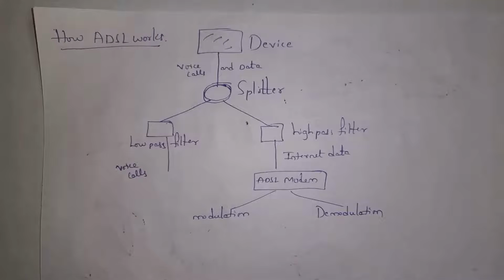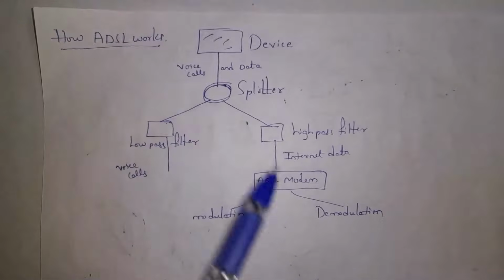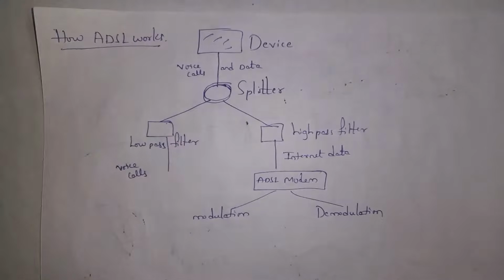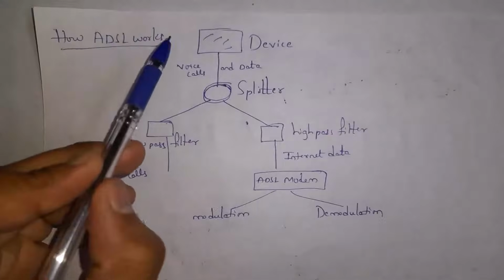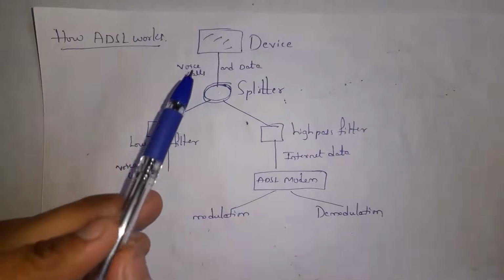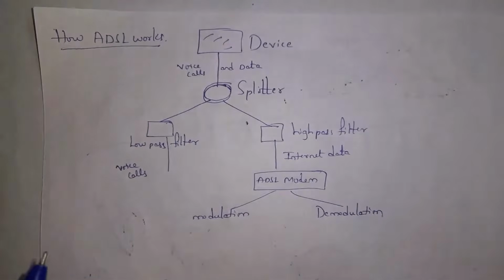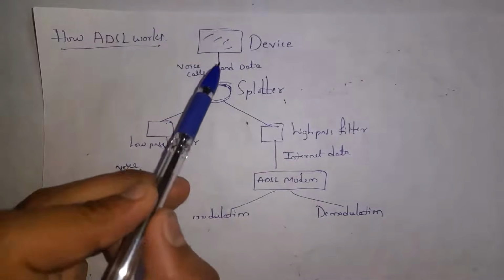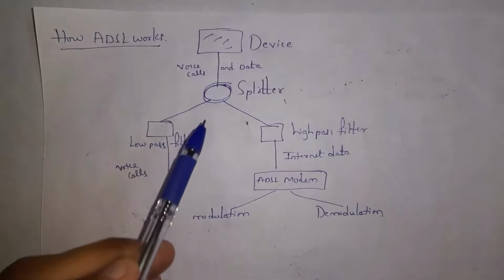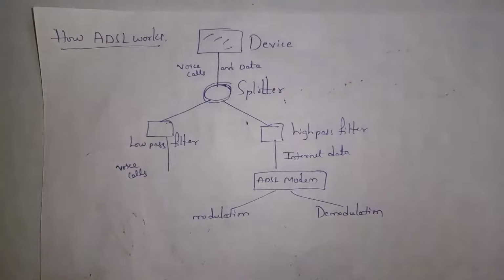Next, I will explain how ADSL works. ADSL contains two types of devices. They are the splitter and the ADSL modem. I will explain what is the use of these devices. As I already said before, data and voice calls both travel using a single cable. So whenever data and voice calls travel using a single cable, the splitter device will take that voice calls and data, and then it will separate voice calls and data.